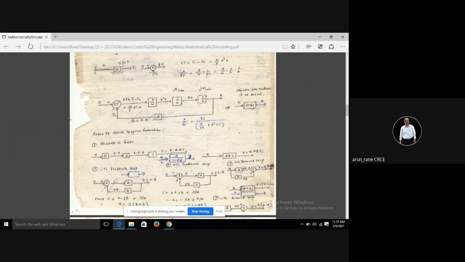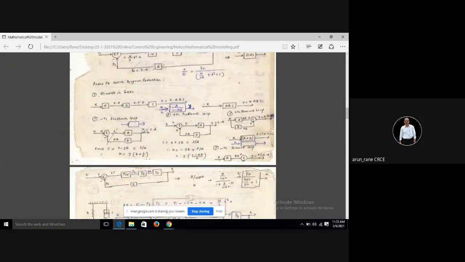The f of d is nothing but the transfer function, and this is your input force, and this is the response. So x by fi can be written as this, and this is what is called block diagram representation. This is called the simple spring one. So similarly, you can draw the block diagram for your spring mass damper system.